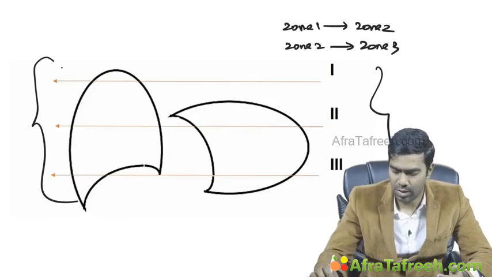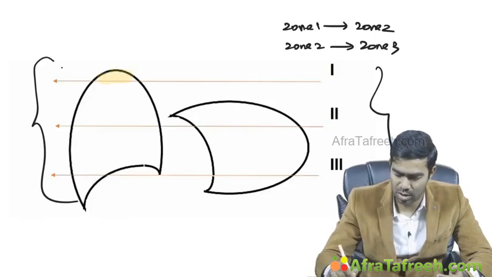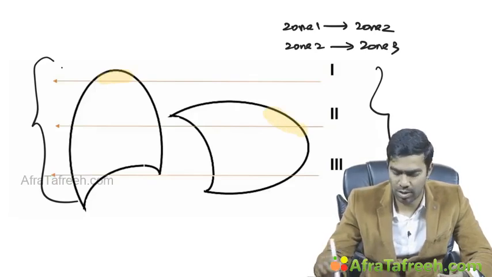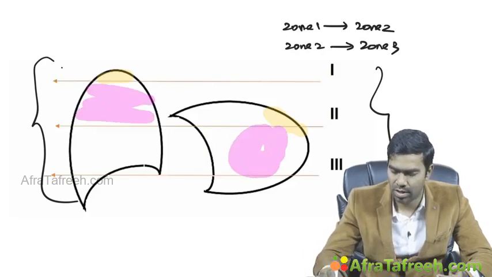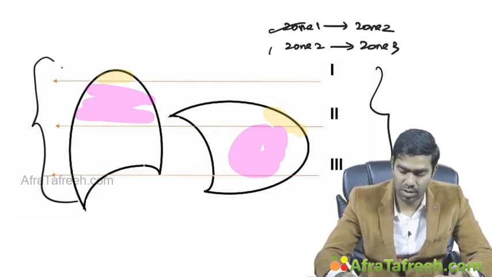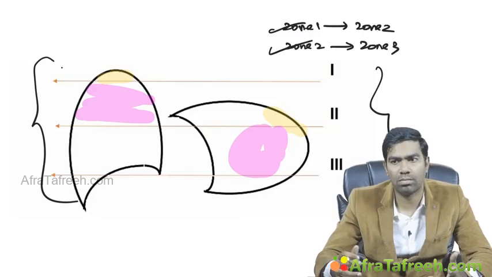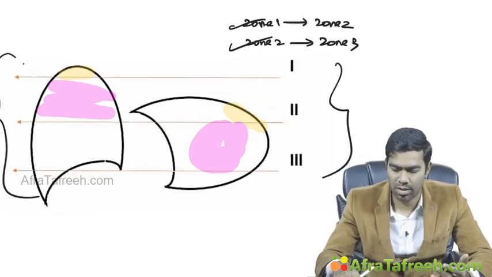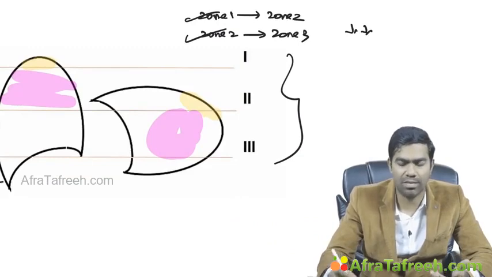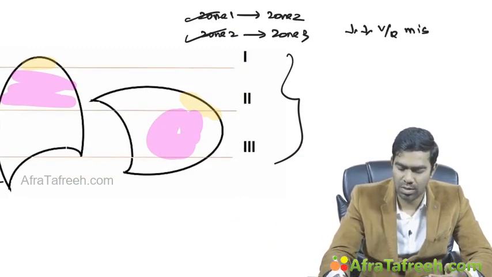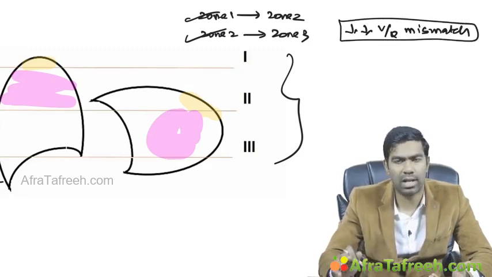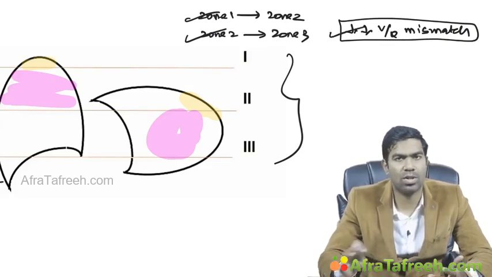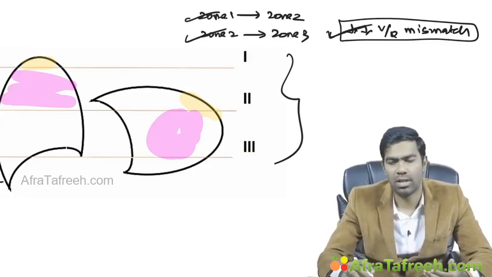Clear? You can see this zone 1 has now become zone 2 here, and this zone 2 has now become predominantly zone 3, which is a very important thing. It means there is more ventilation and more perfusion, which results in better VQ matching and reduced VQ mismatching. Because zone 1 is the one that has the highest VQ mismatch.